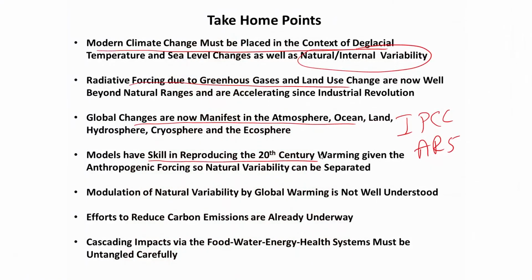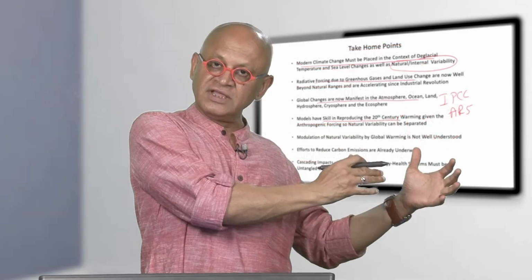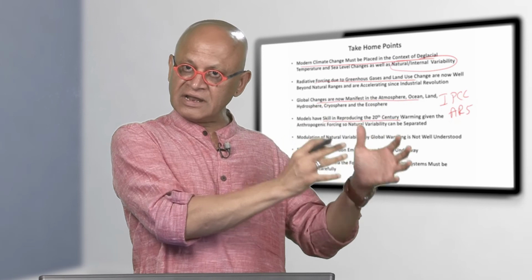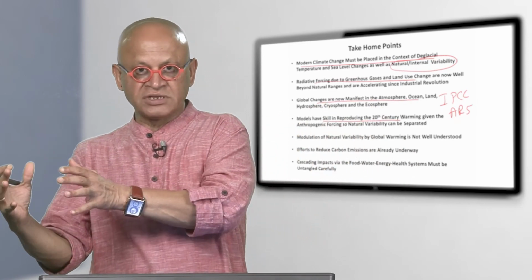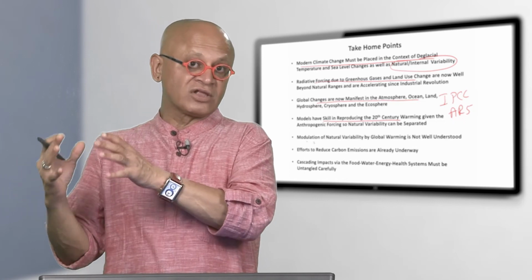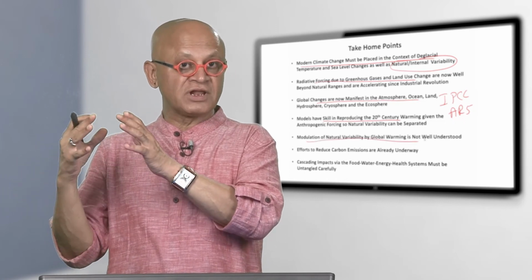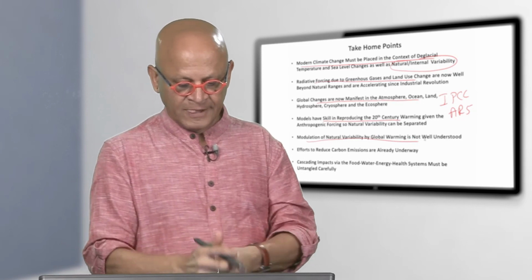Models have shown great skill in reproducing the 20th century warming and reproducing things like medieval warming and little ice age, which gives us confidence that they will do the projections reliably. But there are lots of issues there, and we will get into that in the next section.